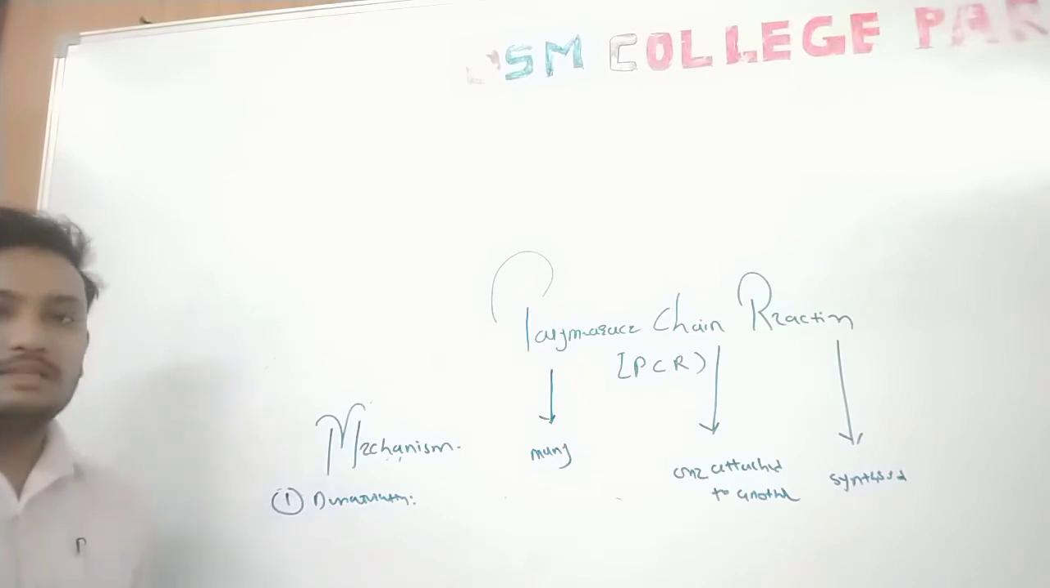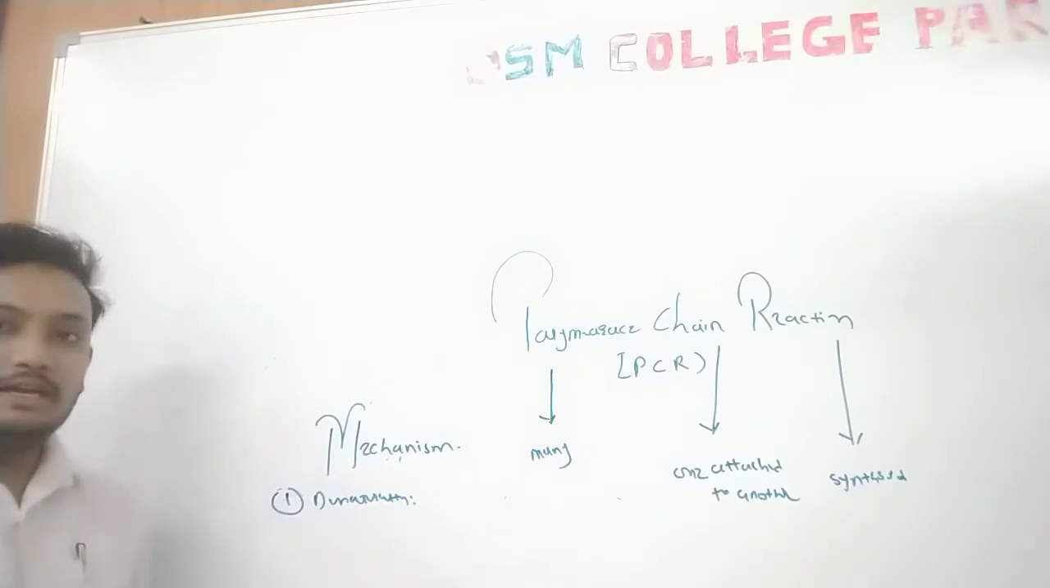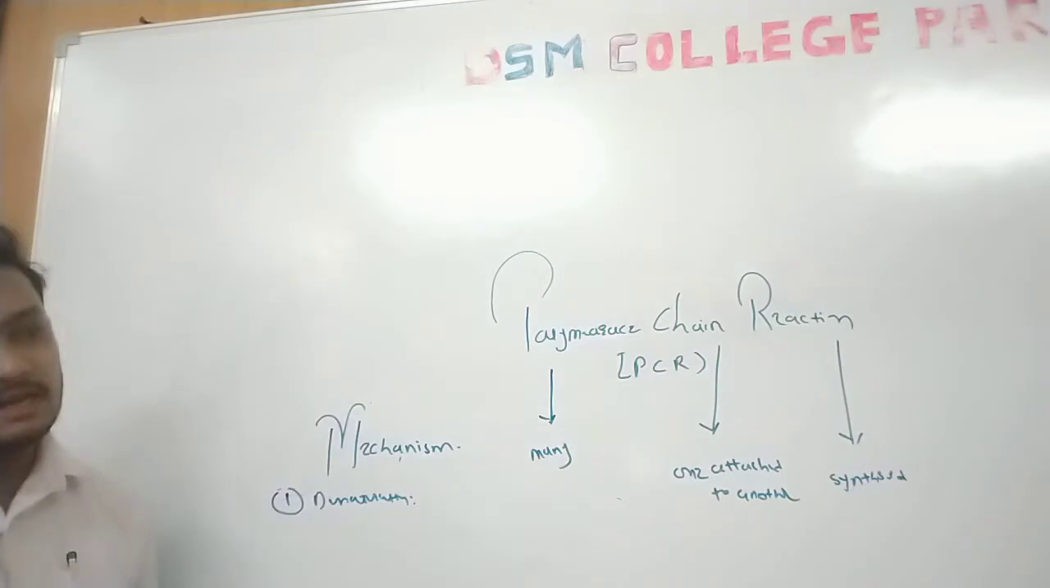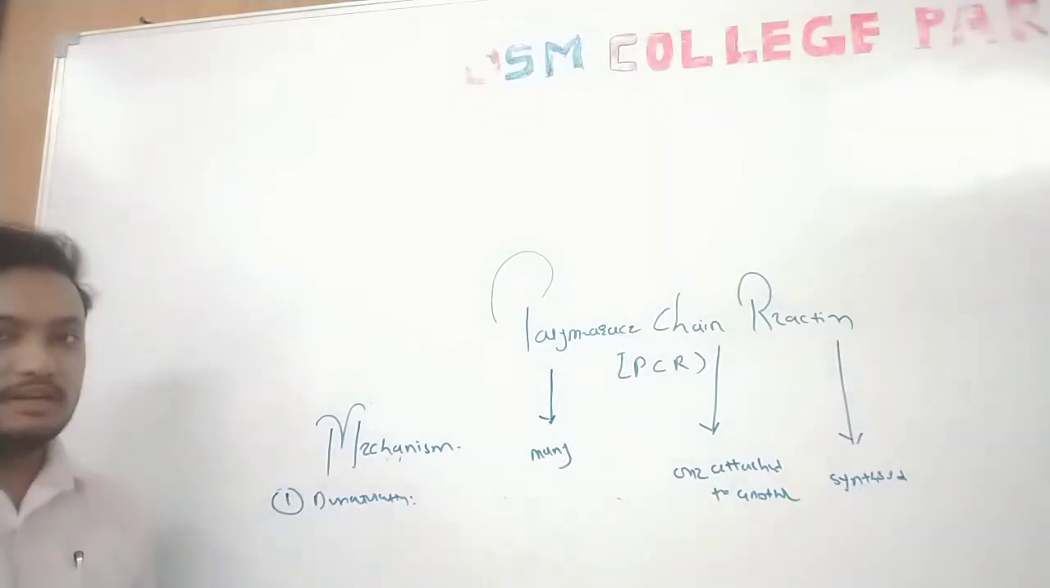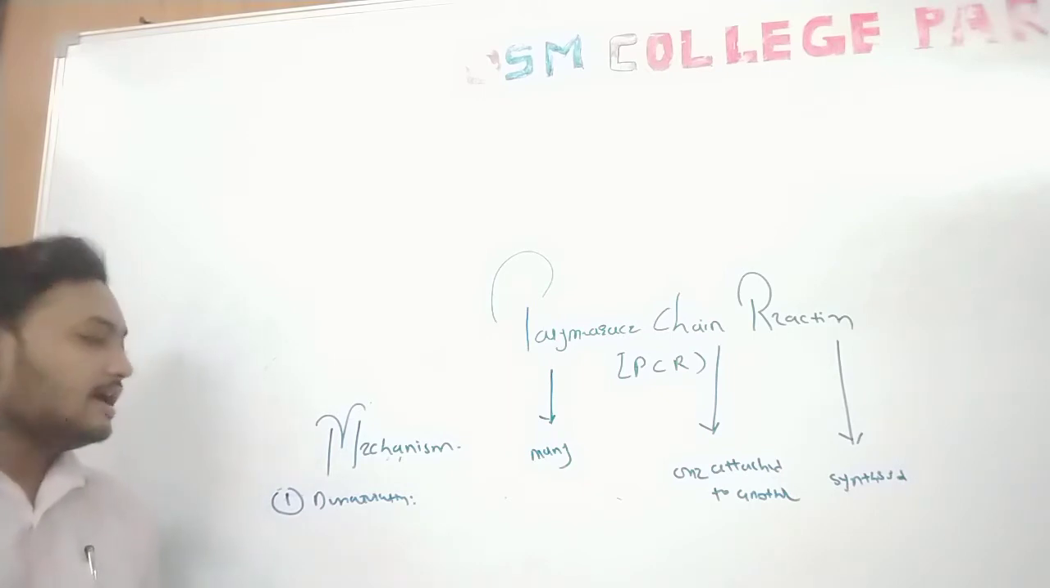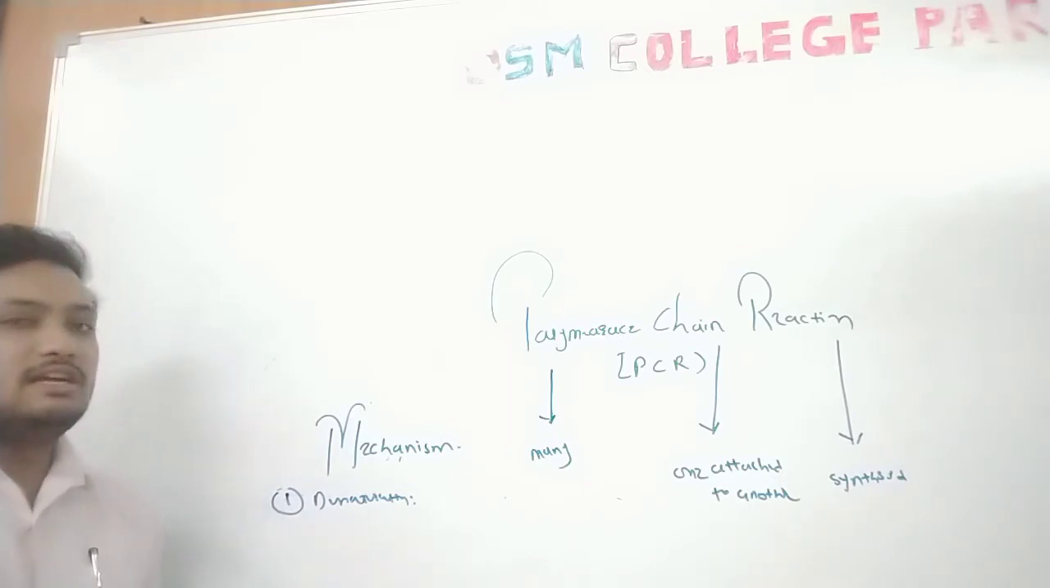For your simple understanding, we are always talking about the DNA replication process. In the natural process, the DNA replication is the same as in the polymerase chain reaction, but it is artificial, not in a natural manner. Our DNA replication is natural, replicated in our host organism, but in the polymerase chain reaction we artificially synthesize the DNA. So the first step of the mechanism is denaturation.